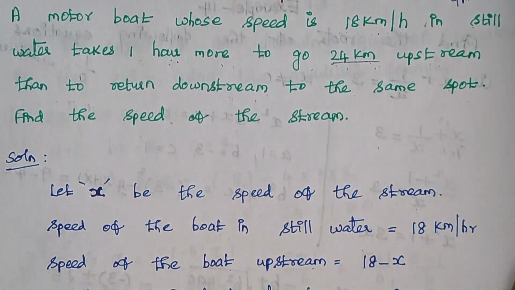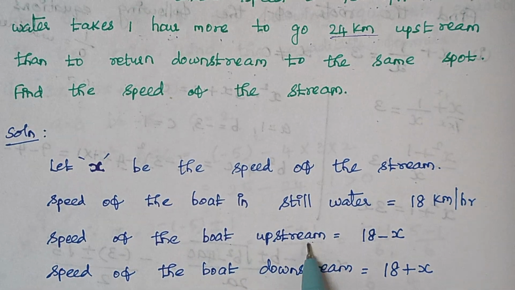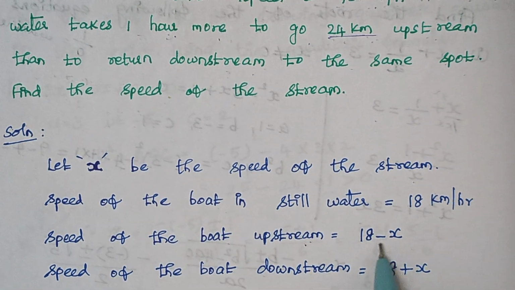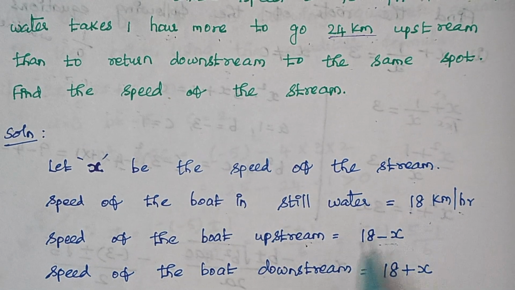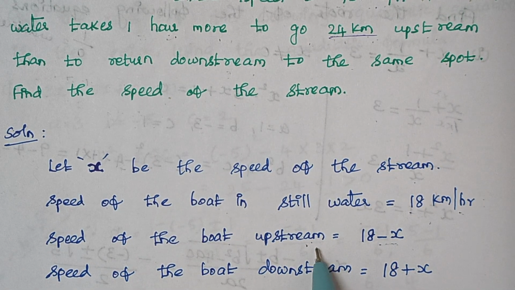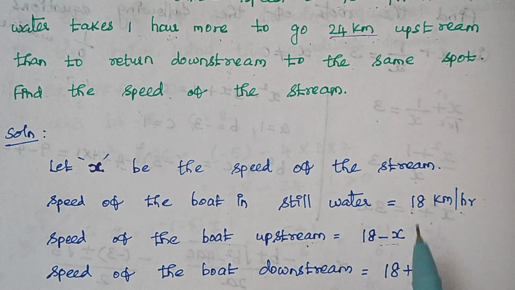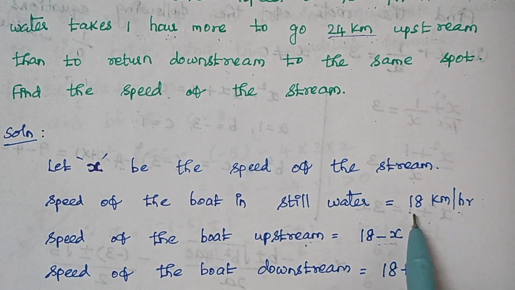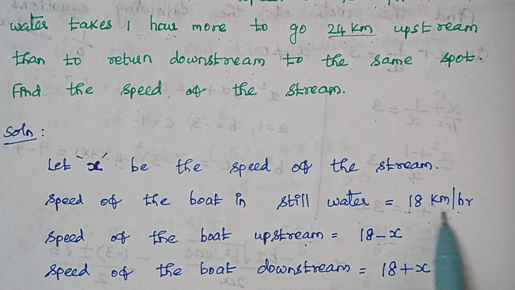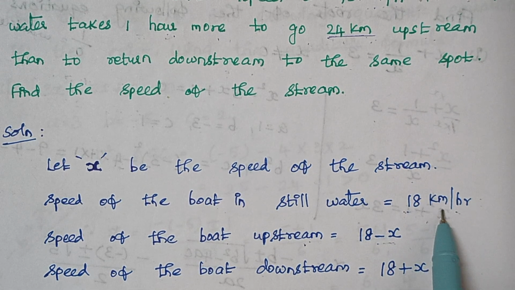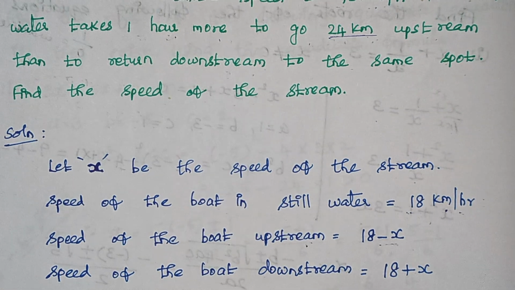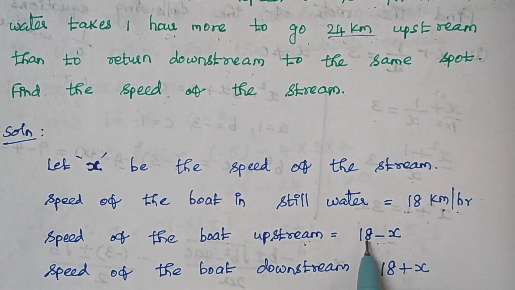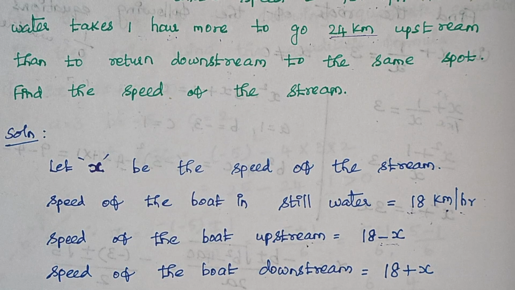In the same way, the speed of the boat upstream is reduced because its normal speed is 18 km per hour. But when it is about to climb upstream, the speed gets reduced. So the speed in still water is 18 km per hour, but the same speed gets reduced when the boat moves upstream. So here it is 18 minus x.